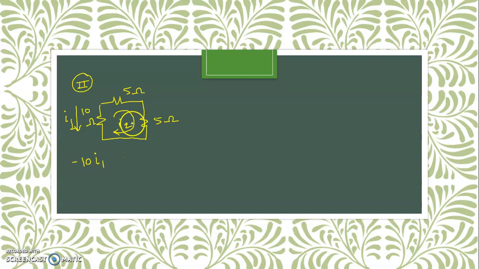Now I2 is the current passing through three resistances, all connected in series. So 5 plus 5 plus 10 is equal to 20. The orientation is clockwise, and therefore we consider a plus sign, plus 20 I2, and there is no other source or element present, hence equal to 0. So this is our expression number 2.